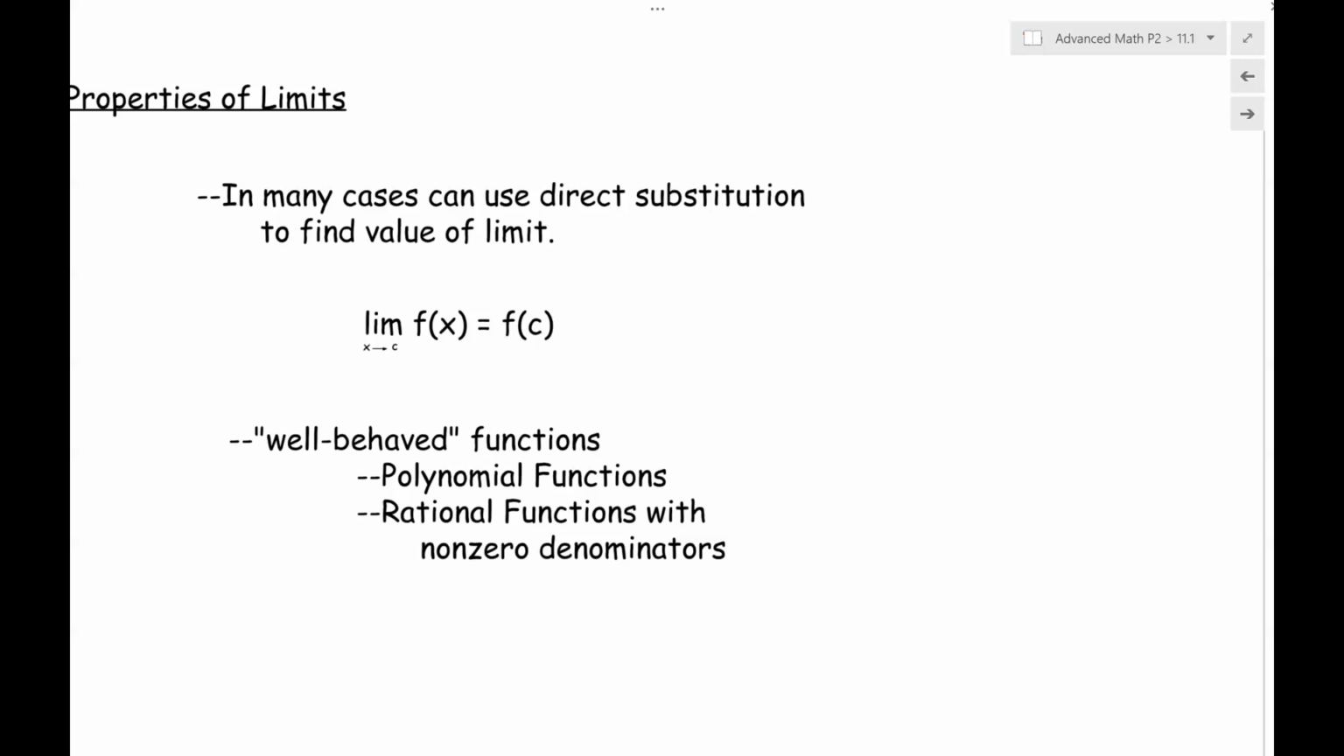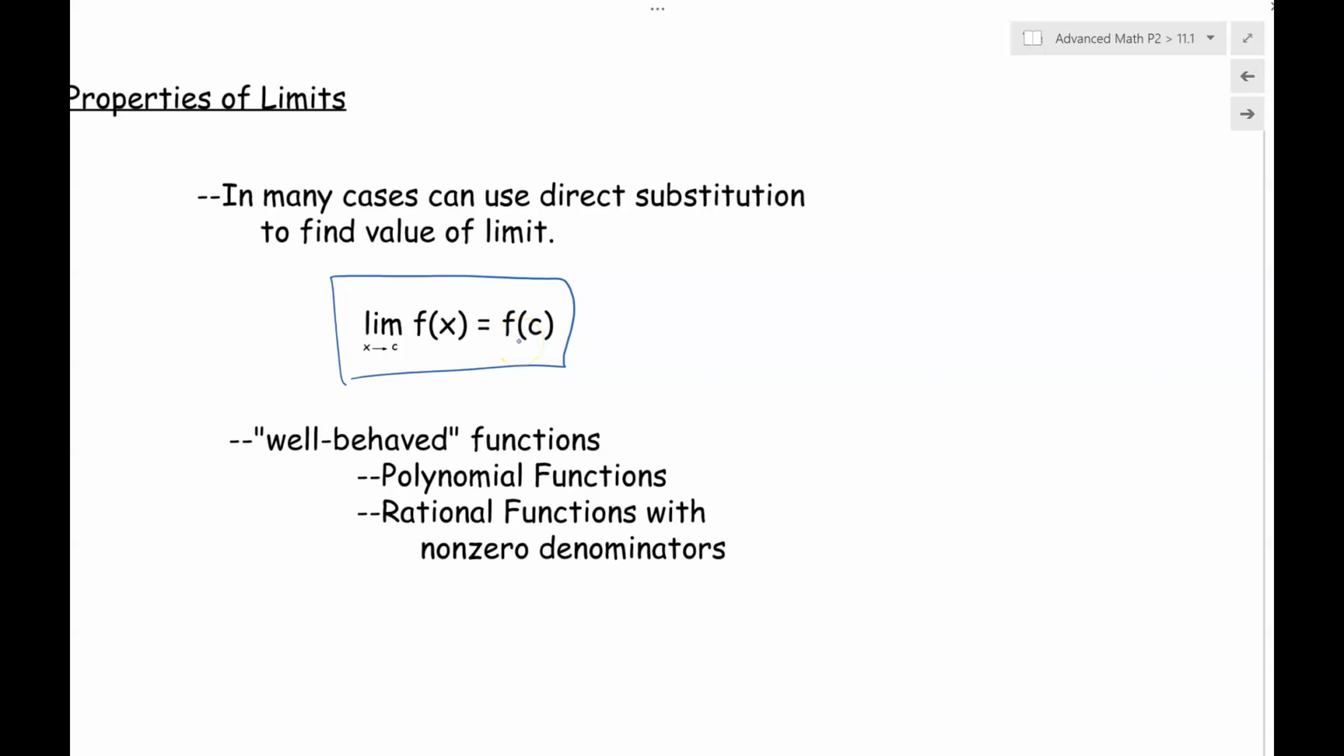In many cases, you can just use direct substitution to find the value of a limit. The very first example we looked at, if you plugged in 2, or was it 4? It was 4, you would get the answer of that limit, okay? So direct substitution works in many cases. What we say here is the limit as x approaches c of f of x is equal to f of c. In other words, you just plug c in.